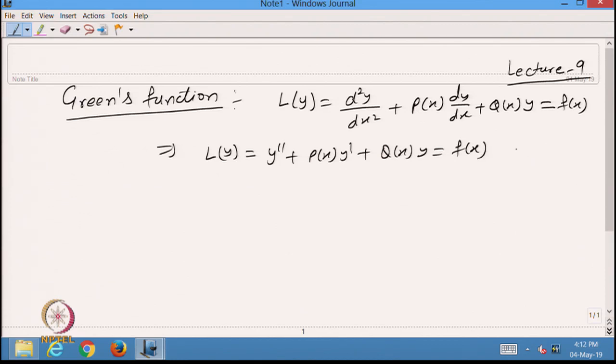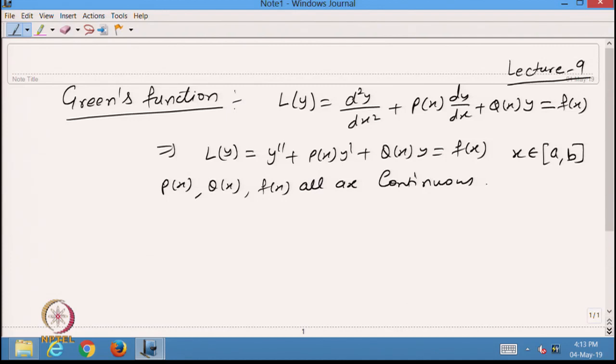In this case we are taking the bounded domain, so x belongs to the closed interval [a, b], and we are assuming that p(x), q(x) and f(x) are all continuous in the given domain. This differential equation I call equation number 1.